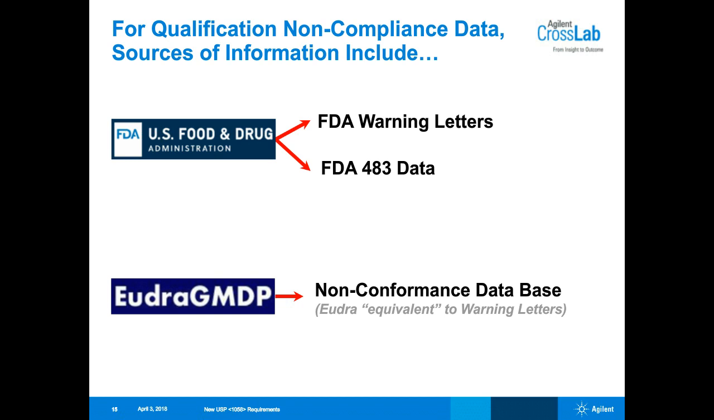You can search warning letters. They're all available online, but the FDA only provide a limited number of 483 reports online. They do provide significant summaries every year of 483 data and information around 483 citations. Now let's look at some examples.